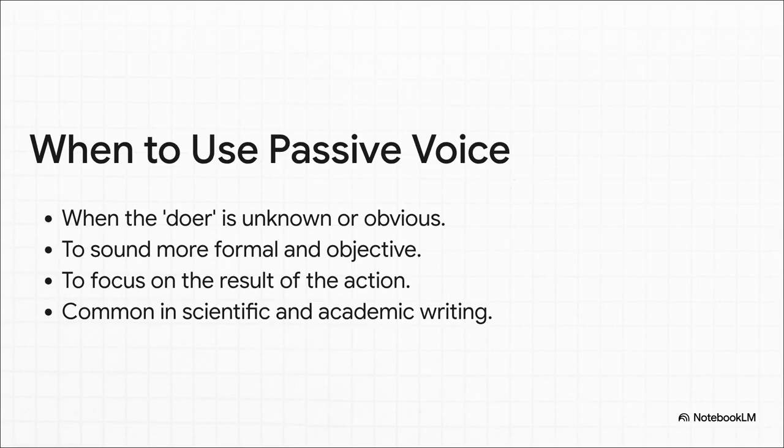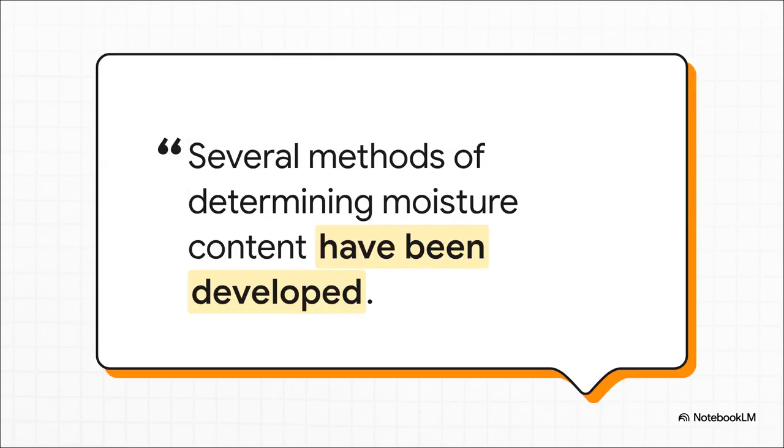Like, what if you don't know who did the action? My car was stolen. Perfect. Or what if the doer is just irrelevant? The point is that 1,000 hectares were planted. We don't really care who was holding the shovel. It's also, and this is a big one, a key feature of scientific and academic writing. It creates this feeling of objectivity by taking the focus off, I did this, and putting it on, this was done. This quote right here is the perfect example of what I'm talking about.